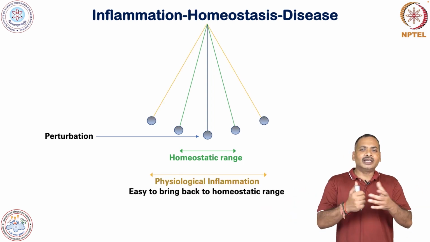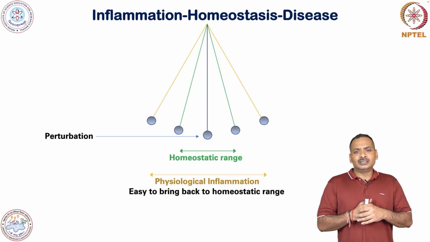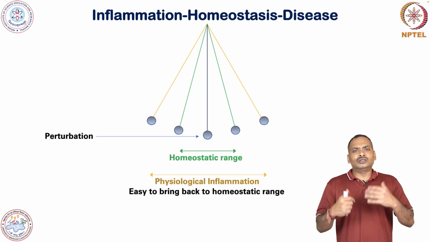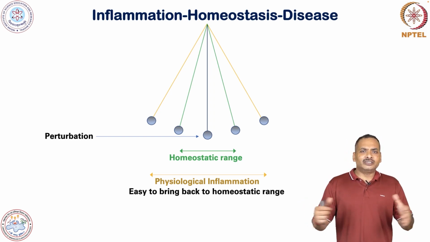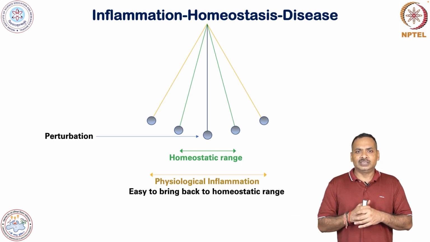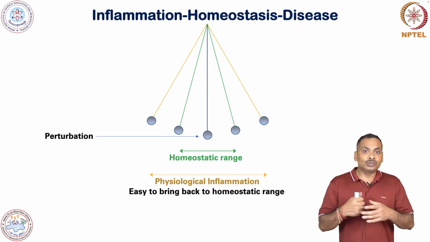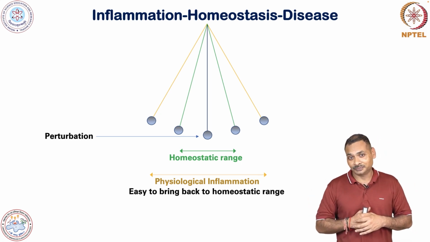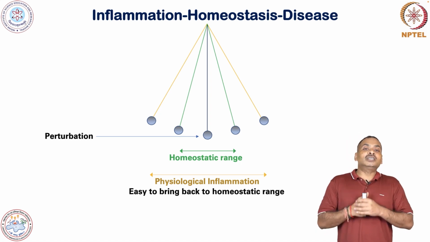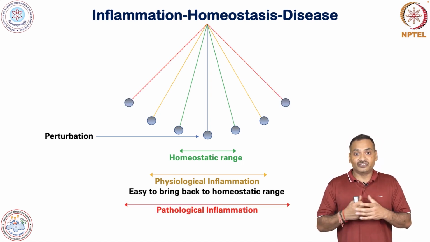Okay, and that we call a physiological inflammation. However, if you take some drug, or wait, or take a rest, then it will come back to the normal range. So that we call a physiological inflammation. And then there is one more range which we call a pathological inflammation. Pathological inflammation is much more fatal.